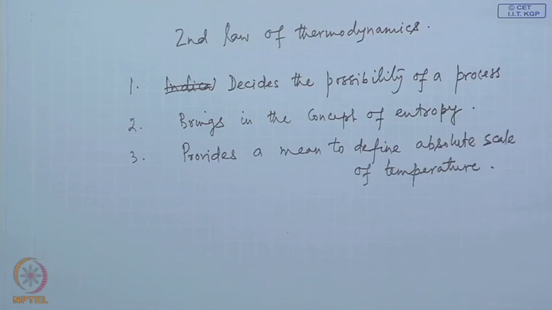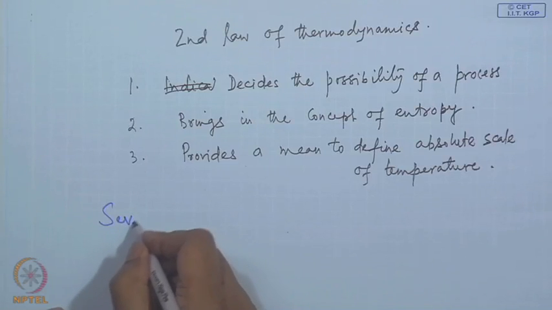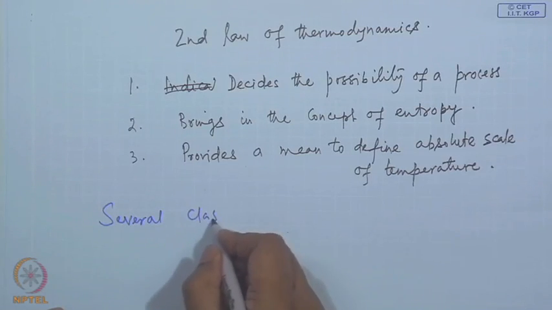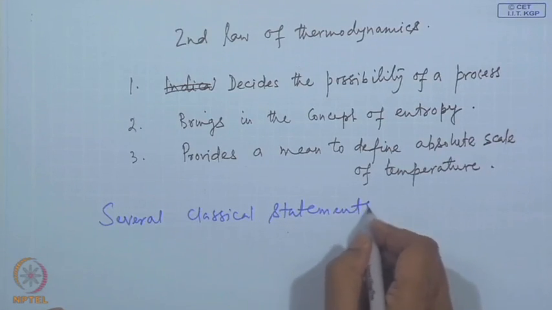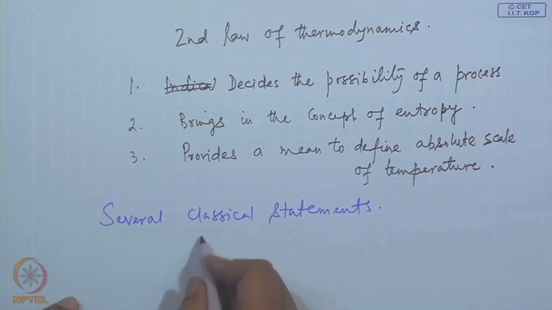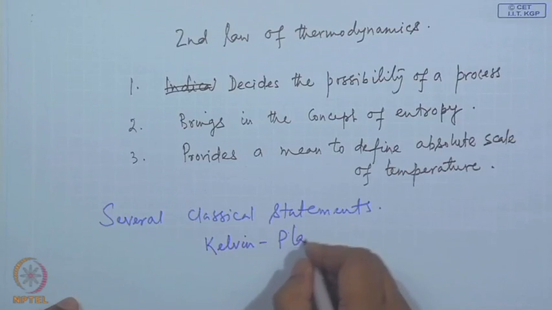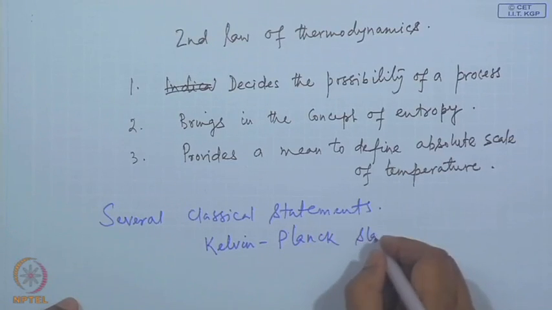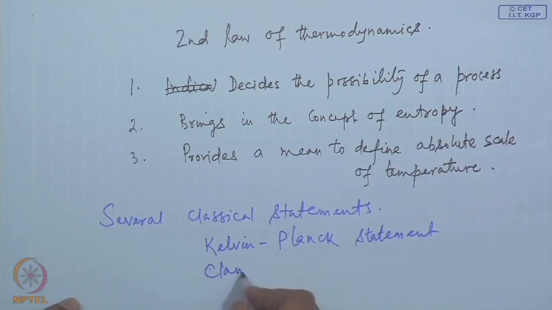As I mentioned, there are several classical statements of the second law, and the most important of them are the Kelvin-Planck statement and the Clausius-Clapeyron or Clausius statement.